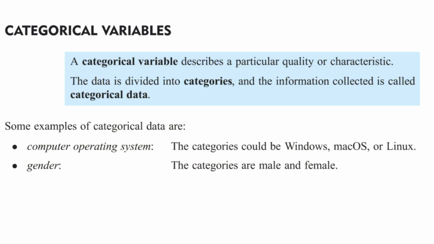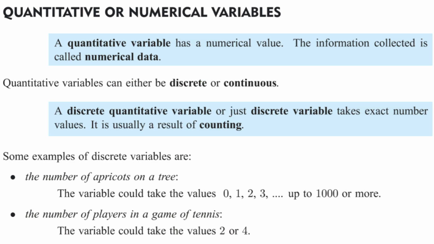A categorical variable describes a particular quality or characteristic, such as hair color, eye color, or whether you respond yes or no to any particular question. That would be categorical, things that can fall into categories. Some examples are gender, computer operating system, right? Those would be categorical. Quantitative variables take a numerical value.